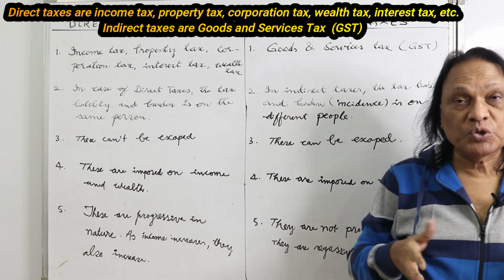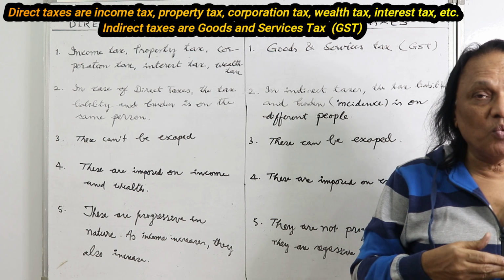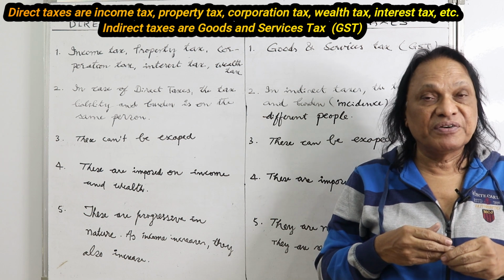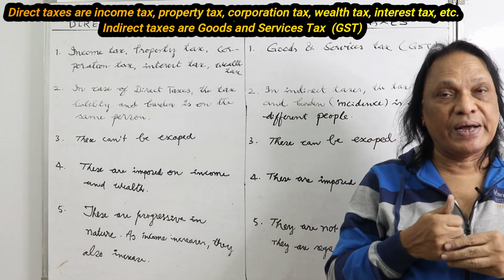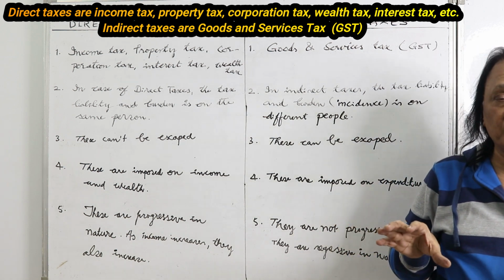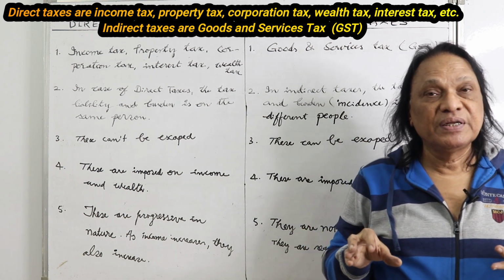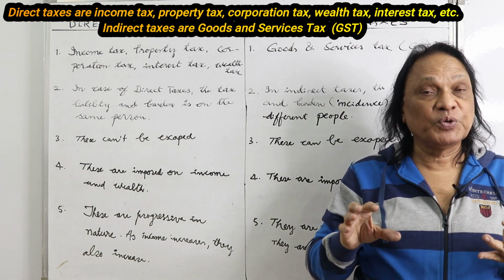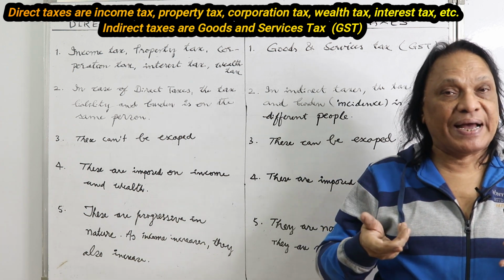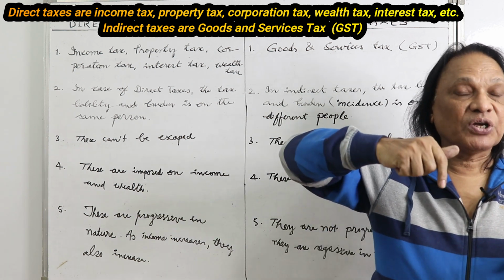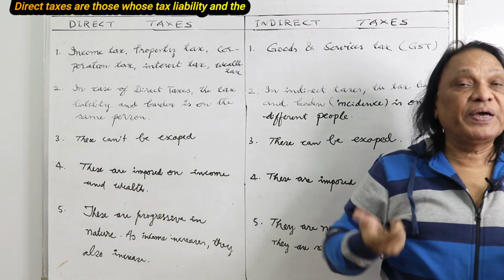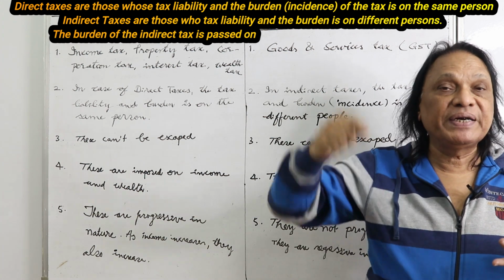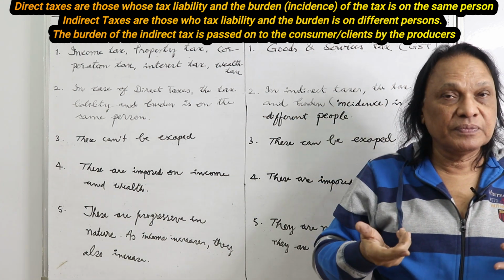Which are the indirect taxes you have? Now all the indirect taxes, which were lots of them earlier, have been clubbed together into one, that we call GST. In direct taxes, it's on the same person. If you are earning a lot, you have to pay income tax. The tax liability is on you, and the burden of paying the tax, that we call in economics the incidence of the tax, is on you. So the tax liability and burden is on the same person.